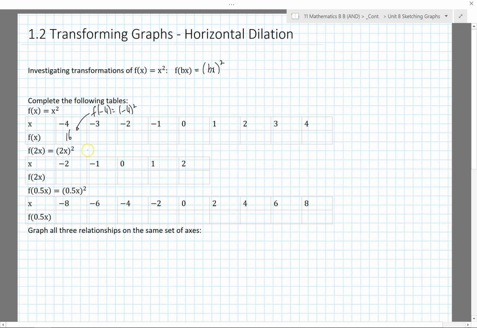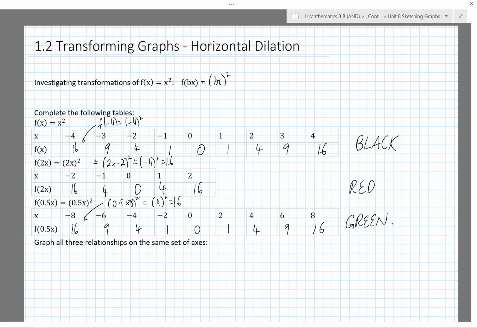If it's (2x) squared, I'll be looking at putting minus 2 inside these brackets. So 2 times minus 2, squared, which is minus 4 squared, gives me 16. And a similar thing down here, 0.5 times minus 8, squared, is minus 4 squared, gives me 16. So you can go ahead and complete the rest of that table, substituting in values. Don't cheat.